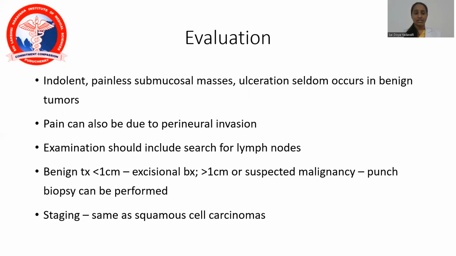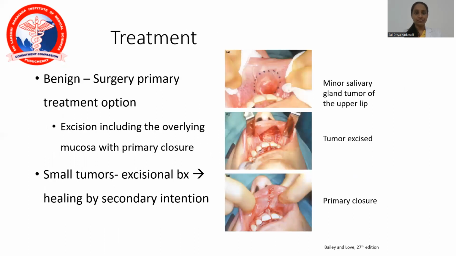Benign tumors less than 1 centimeter can undergo an excisional biopsy. If it's more than 1 centimeter, malignancy is suspected. A punch biopsy should be performed, followed by definitive surgery. Staging for the minor salivary gland tumors is similar to squamous cell carcinoma of the oral cavity.